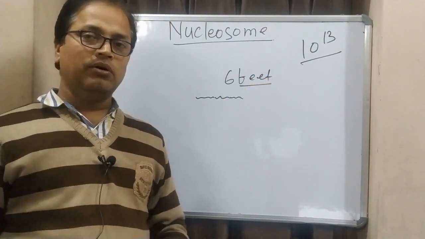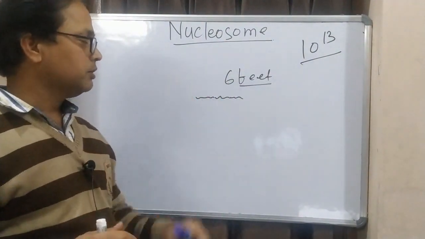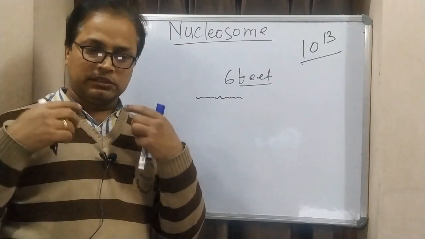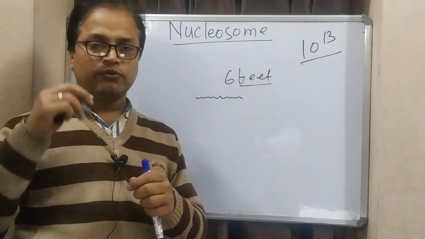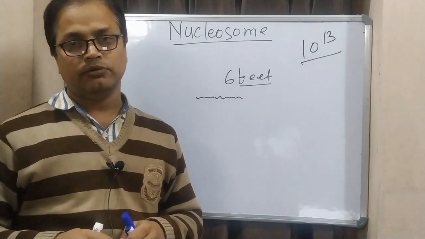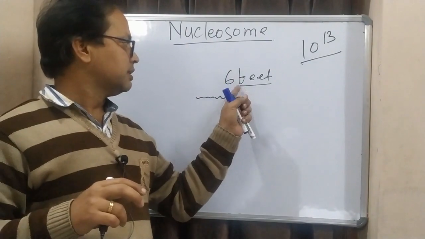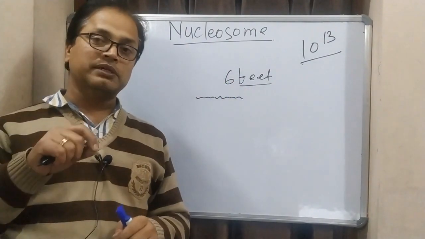If we combine all the DNA of all the cells of the human body, it is so long that it could go from here to the sun 300 times. That much DNA we have. And roughly 6 feet of DNA in a single cell has to be placed in a nucleus.